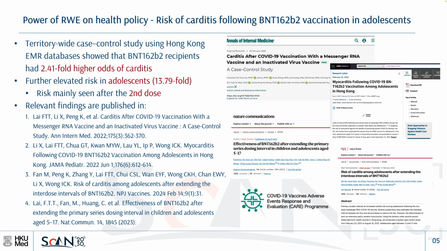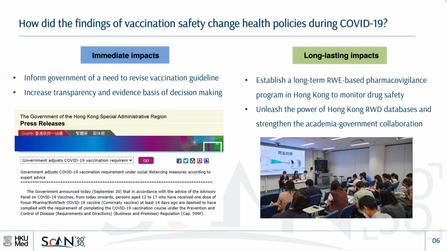The relevant findings have been widely published in high-impact factor journals, including Annals of Internal Medicine, JAMA Pediatrics, NPJ Vaccines, and Nature Communications. Our findings of COVID-19 vaccine safety, based on the real-world data, have significantly impacted healthcare policymakers. For example, the elevated risk of carditis in adolescents urged and informed the government of the need to revise the existing vaccination guideline, which recommends that only one dose of BioNTech vaccine is sufficient to fulfill the vaccination requirement, and also extend the dosing interval between the first and the second doses. Based on our findings, this also greatly increased the transparency and evidence base of decision-making during a critical period, which helps gain public trust in government decisions.